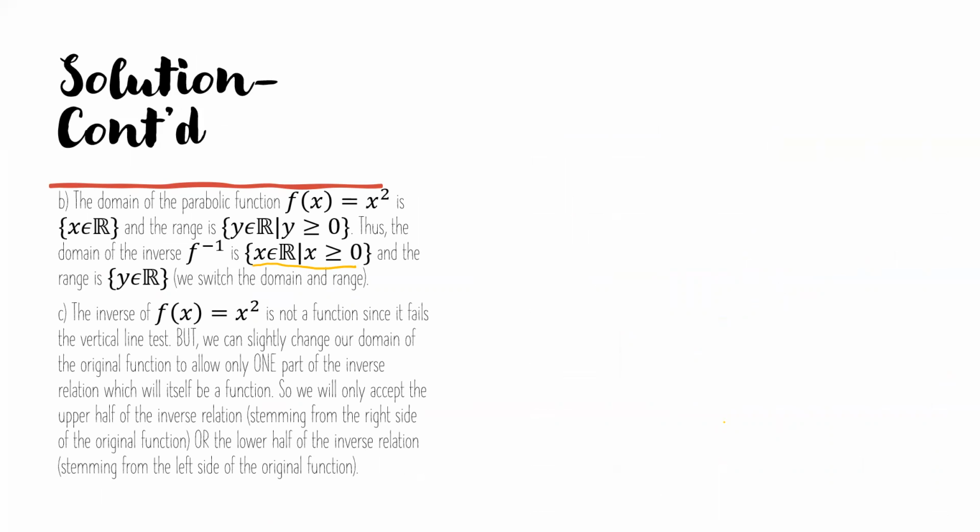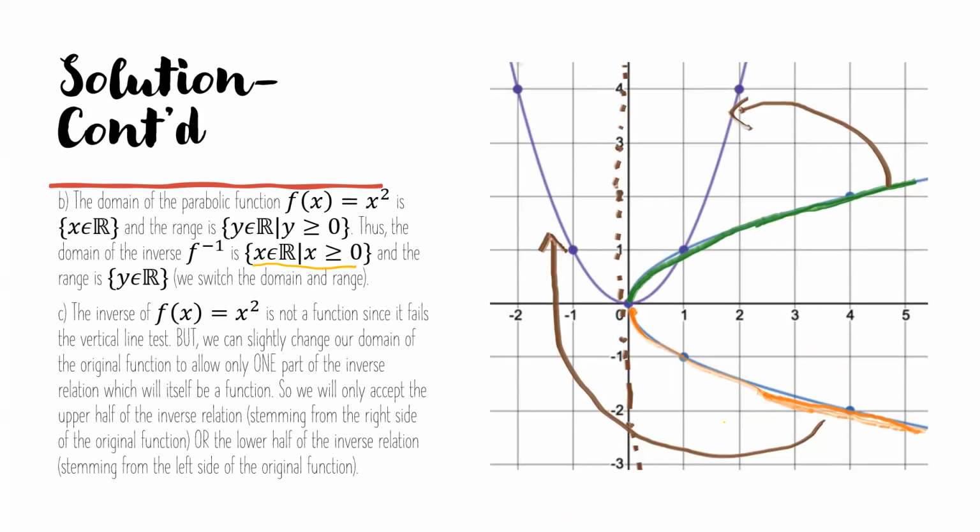But what we do notice is that if we make a change to our domain, so that we only allow one part of the inverse relation, then we actually will get a function. So what we're looking at in this case is how we can restrict the domain of the parabola so that when we find the inverse, we actually do end up with a function. That's really what we're trying to do. We're trying to limit the domain of the original function so that when we find the inverse, we end up with a function by definition, one that passes the vertical line test. So what we notice right away is that, and I hope this diagram helps, and I'll try my best to split it up here.